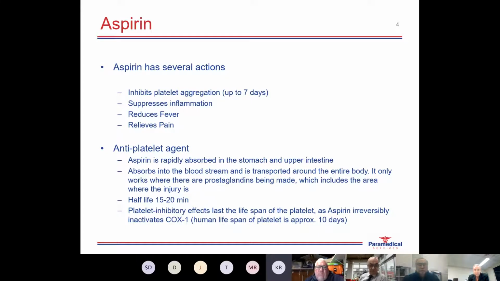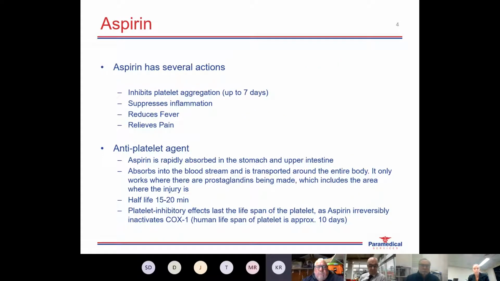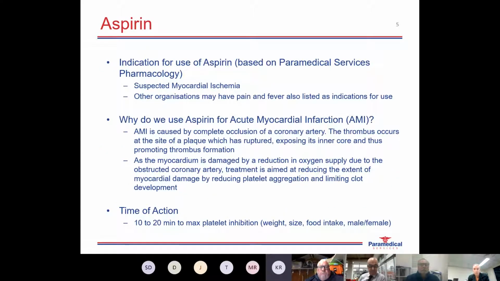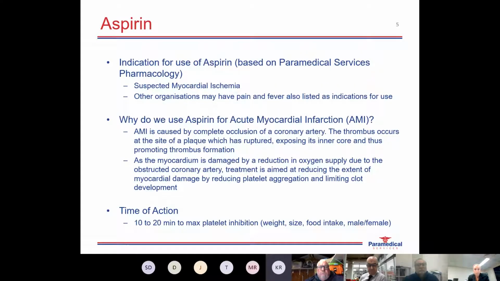Oh, so the platelet inhibitory effects last the lifespan of the platelet, as aspirin irreversibly inactivates COX-1, and the human lifespan of the platelet is approximately 10 days. So it's talking about the reduction in what the body's capable of doing on its own without the introduction of aspirin.